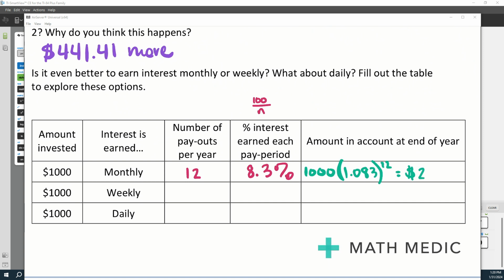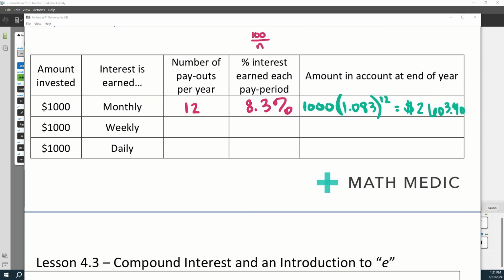All right, did you get $2,603.40? Good. So that's more than quarterly. And I think you're going to see as we go down that the more times that interest is earned, the more your money is going to be.